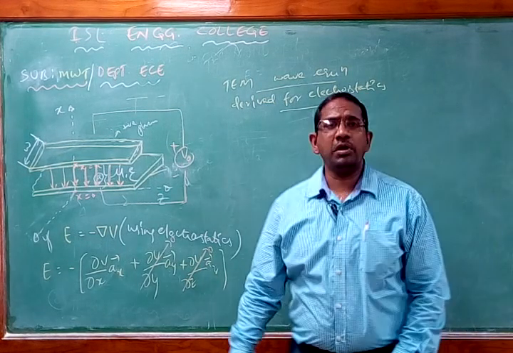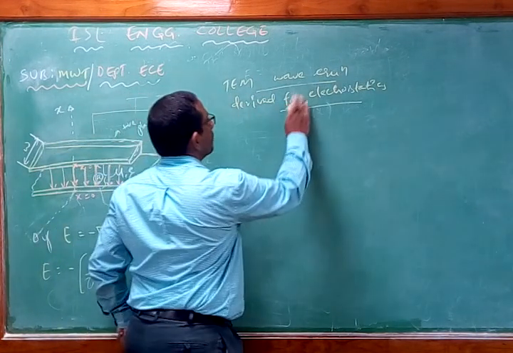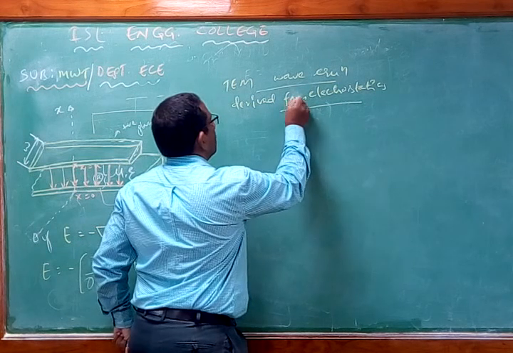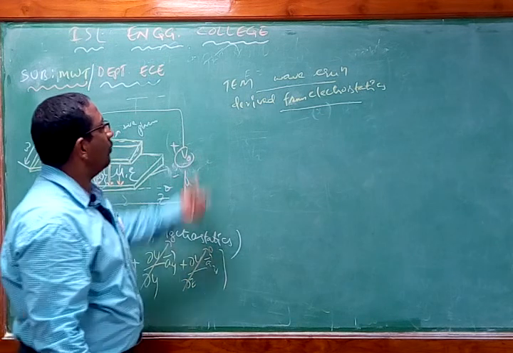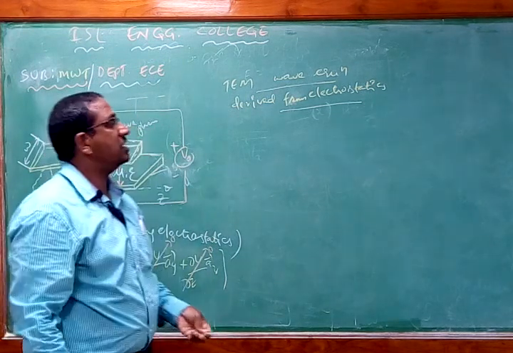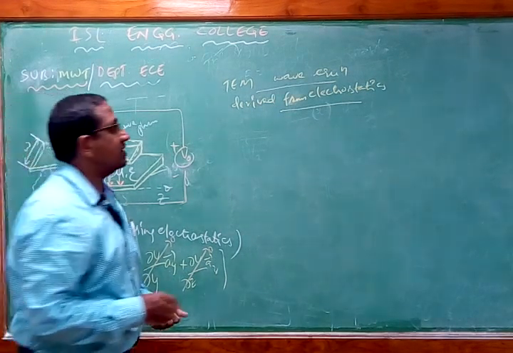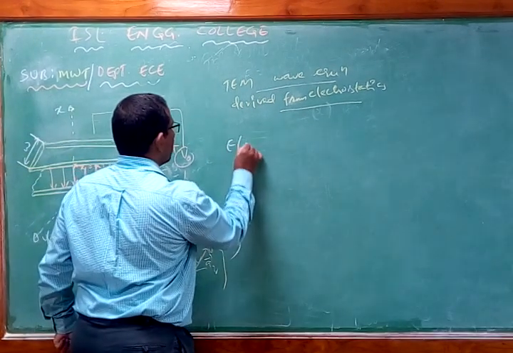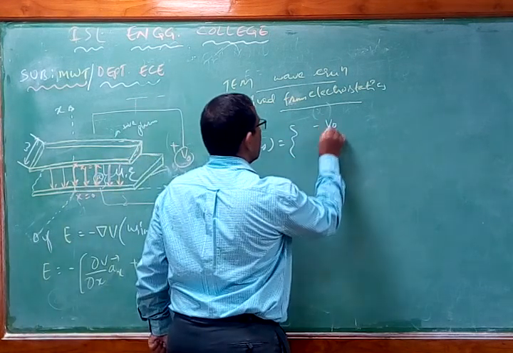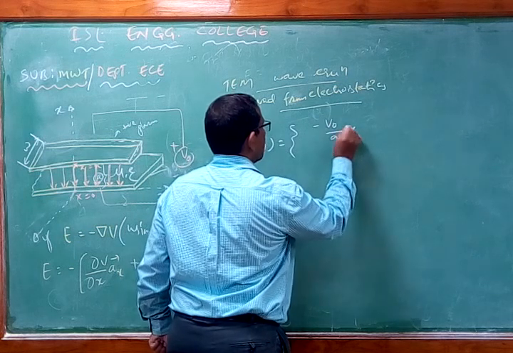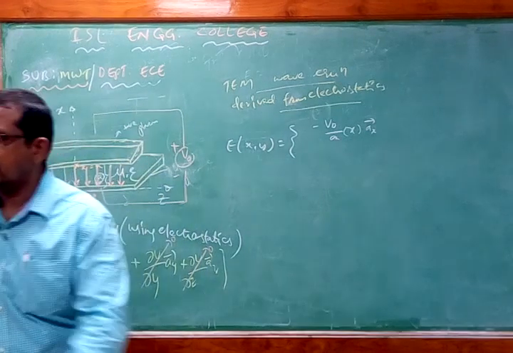Now we will be looking into the TEM wave equation derived from electrostatics. We already got the expression for the electric field using electrostatics, and now we have to get the expression for the TEM wave. What is the electric field equation we have got? E of x, y is equal to minus V naught by a into Ax. So this is the equation we normally get.